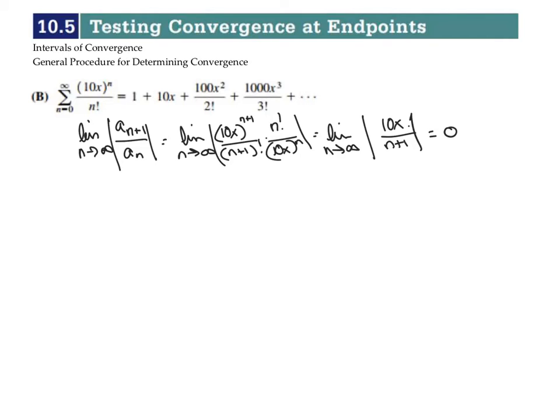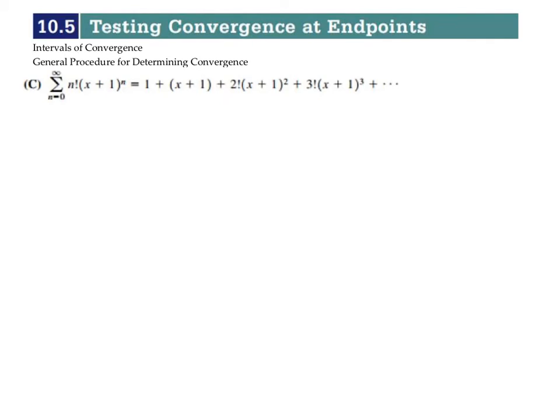So since the limit of a_(n+1) over a_n is 0, which is less than 1 for all real numbers, the interval of convergence is negative infinity to infinity, and it converges absolutely everywhere. The radius of convergence is infinite. Let's take a look at the next example. This one has nothing in the denominator to make it smaller, but the numerators keep getting bigger and bigger and bigger. It smells like trouble. So let's go ahead and check out what's happening with this one.